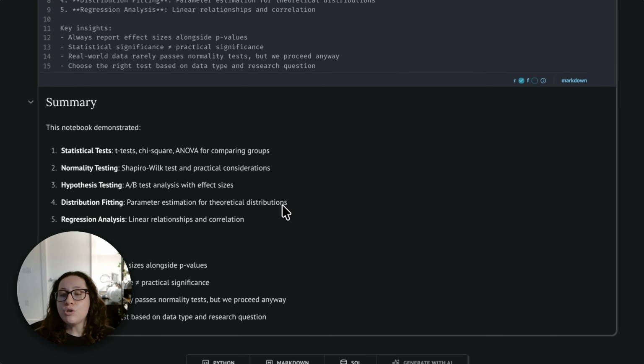And finally, choose the right test based on your data type and research question. It's crucial to understand what kinds of data you're working with. Is it categorical? Is it independent samples? Is it dependent paired samples? And understand the appropriate test for the data that you have and the question that your research is trying to answer.